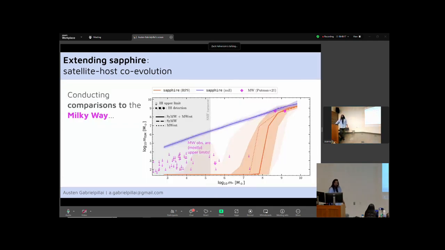We've also done this comparison when you want to look at the interstellar medium for our galaxies. So we're plotting ISM gas mass versus stellar mass here. And with our base model, the blue, we are not matching the Milky Way at all. So we need ram pressure stripping to better match these Milky Way observations, which for the most part are upper limits. And the Milky Way is great overall.